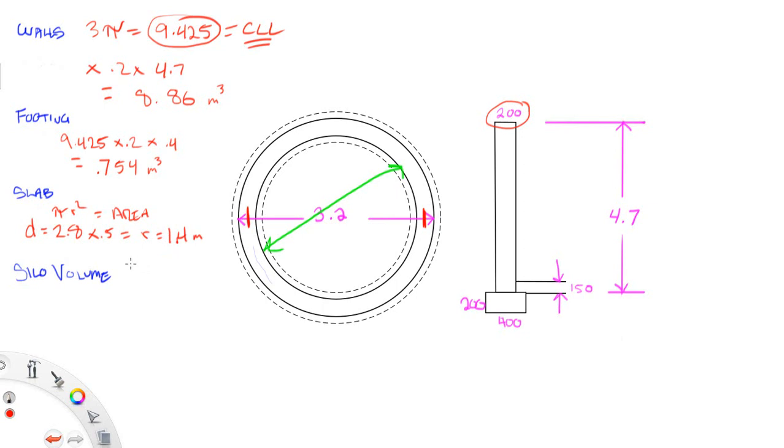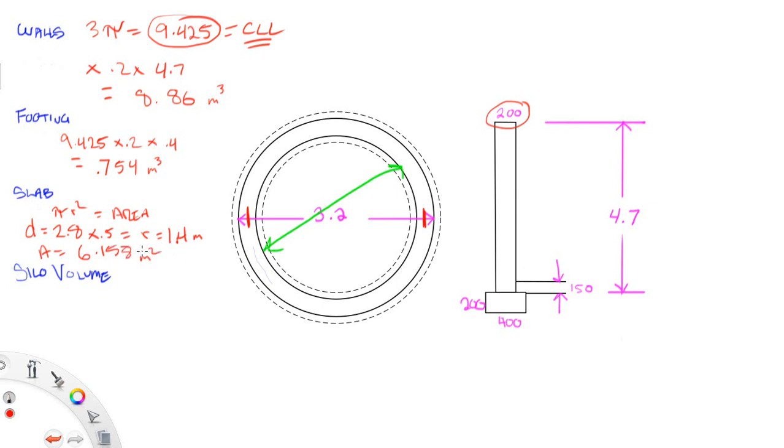Now that we have our radius, we can do our formula. Pi r squared is the area of a circle. Using our order of operations, we do our exponents first. So we do r squared, 1.4 times 1.4, and then multiply that by pi. That should give us an area for our slab of 6.158 square meters.